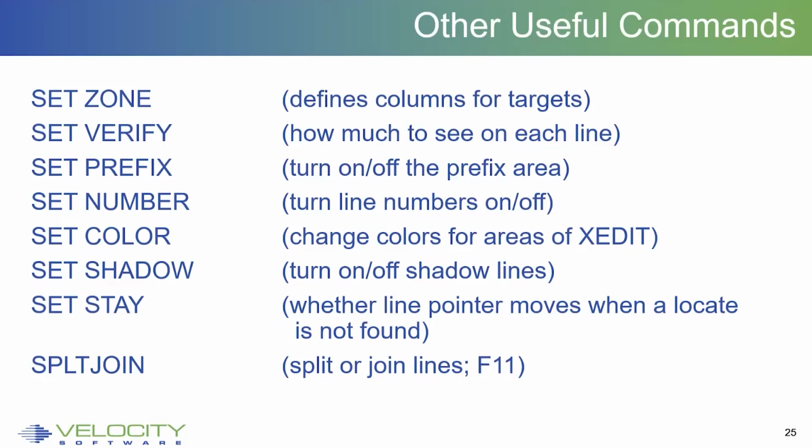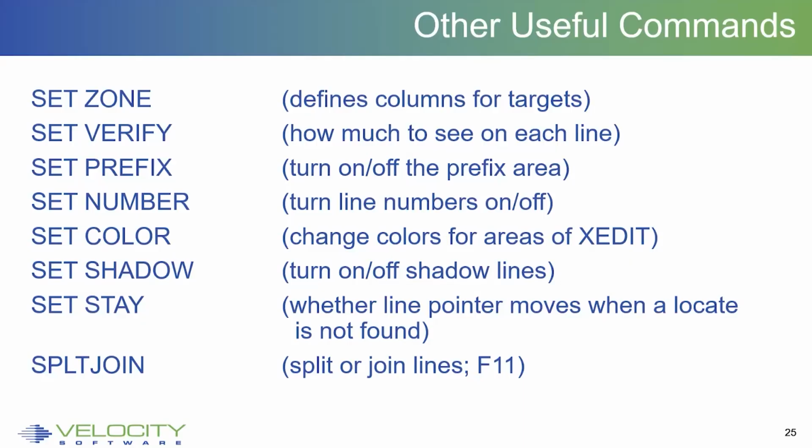Set stay, that tells whether or not the line pointer moves when a locate is not found. And what that means is if you do a set stay on, if I do a locate when I'm on the top of the file and my locate is not found, it will stay at the top of the file. If set stay is off and you do a locate and it doesn't find it, it will take you all the way to the end of the file. And that's where your current line will end up if set stay is off.